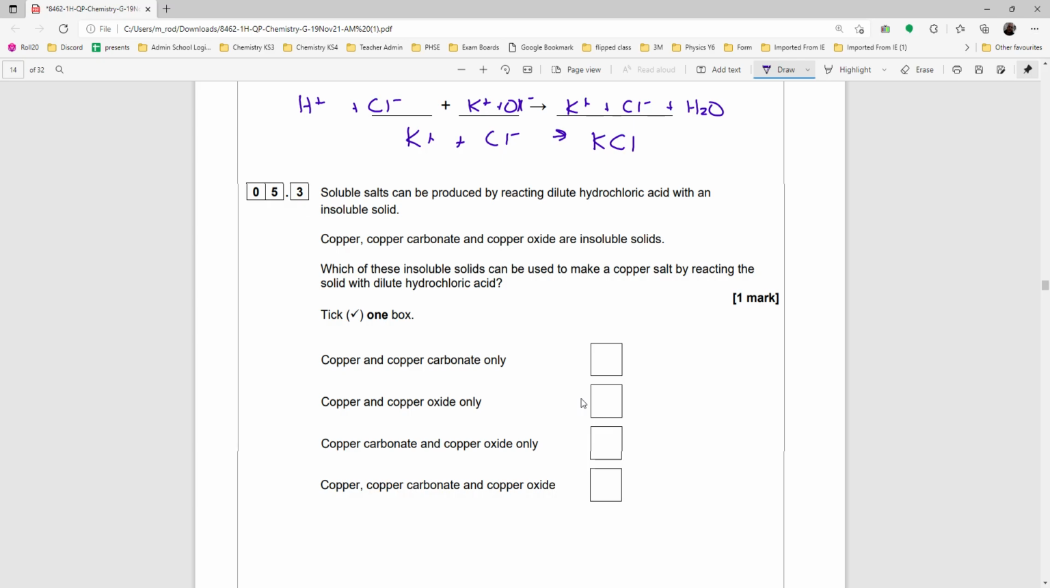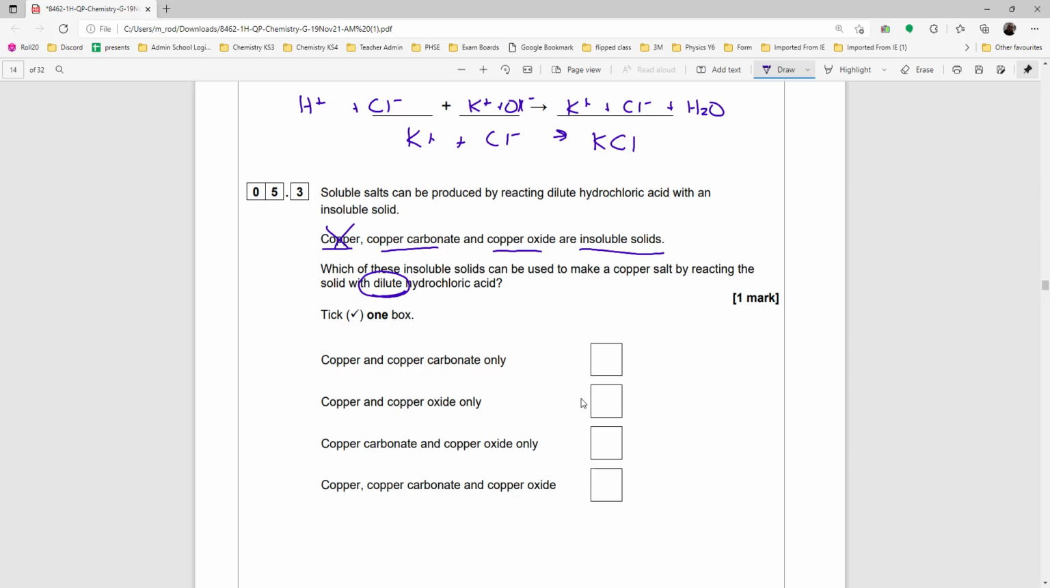Next, soluble salt can be produced by reacting a dilute hydrochloric acid with an insoluble solid. Well, they want to have copper, copper carbonate, copper oxide are insoluble solids. Okay? Which of these insoluble solids can be used to make a copper salt by reacting it with, and here's the key, dilute hydrochloric acid? I know that copper is very unreactive. That's not going to happen. Which leaves me with the other two, copper carbonate and copper oxide.